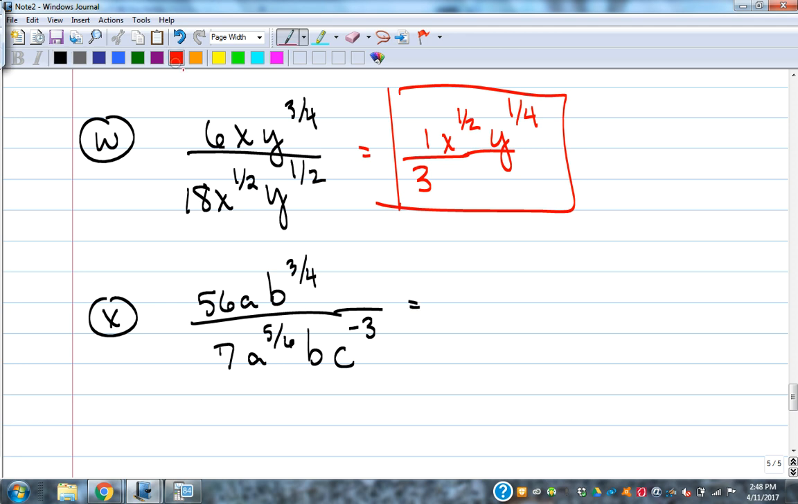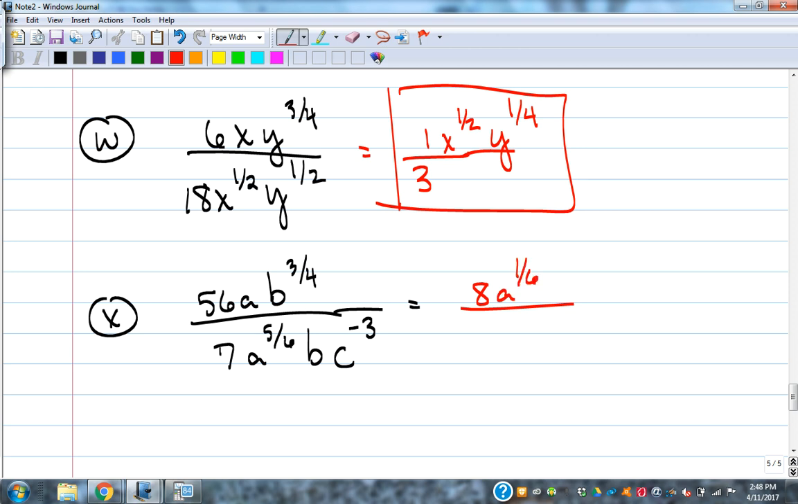Where's that 8 at? Top or bottom? Top. We may have a denominator, we don't know yet. So a to the first and a to the 5/6. What do we do with those two? Subtract. So 1 minus 5/6 would be 1/6.